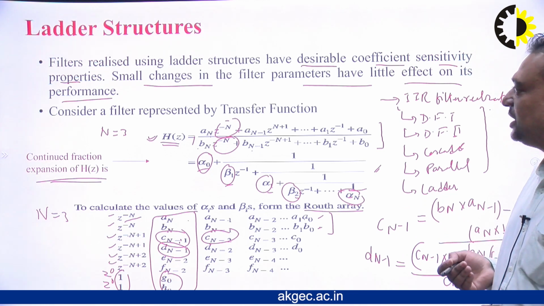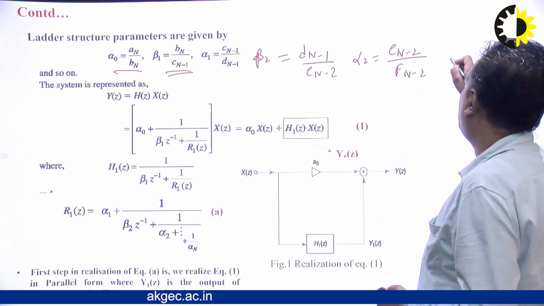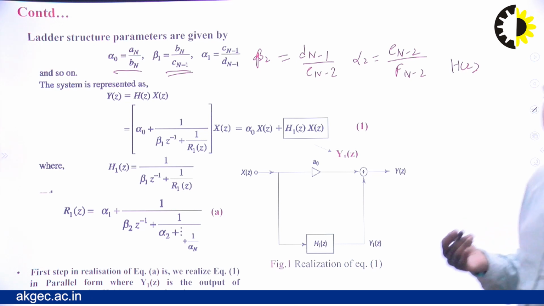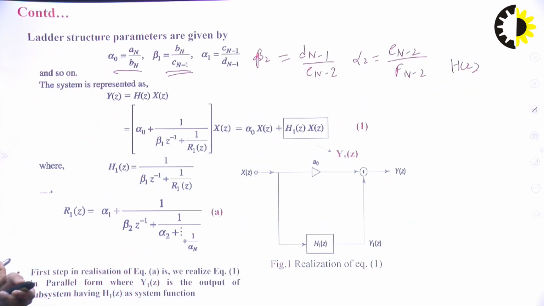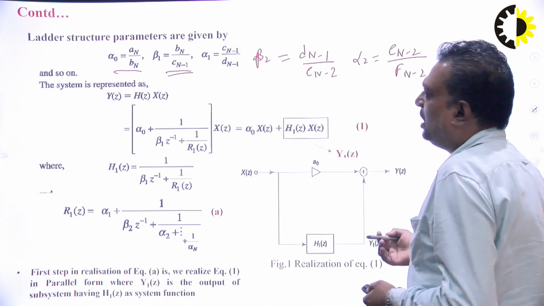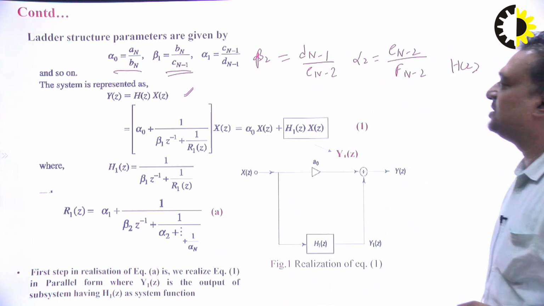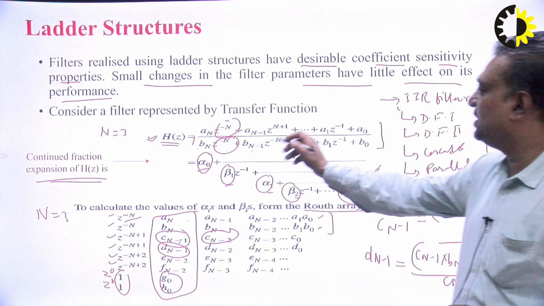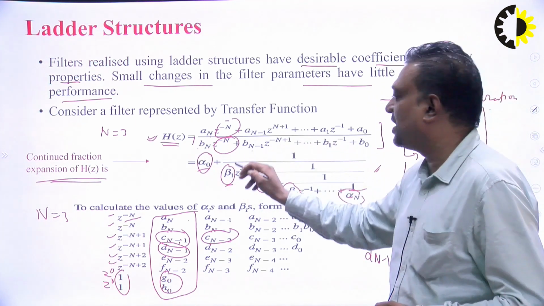Okay. Now the second part is, in the first part we have obtained the continued fraction expansion, meaning Hz in continued fraction expansion form. Now once we have this continued fraction expansion form of Hz with us, we will realize this structure. Now we will see what general type of structure we will obtain. Okay. So you can see this system can be represented by Yz equals Hz into Xz, where Hz is the system function. So what we can do basically, this Hz we are using in its continued fraction expansion form.